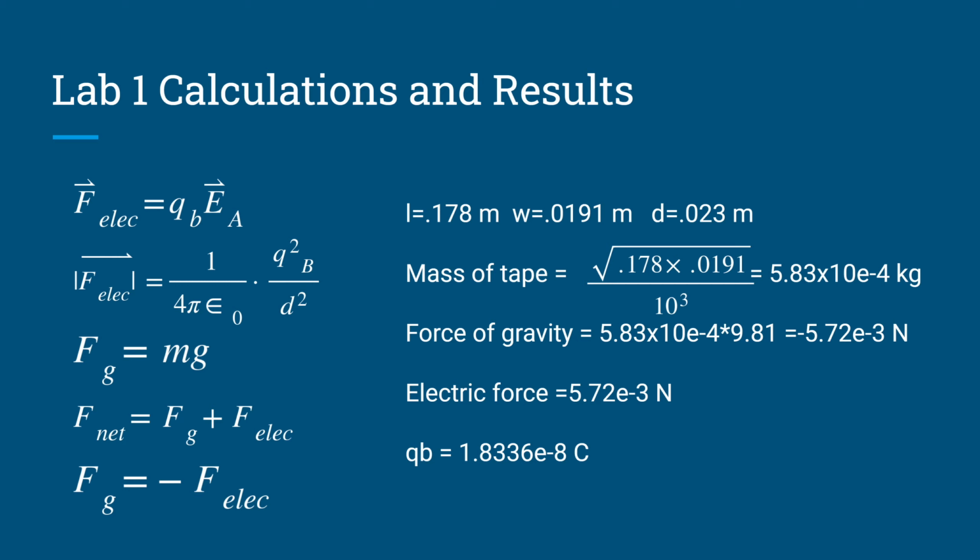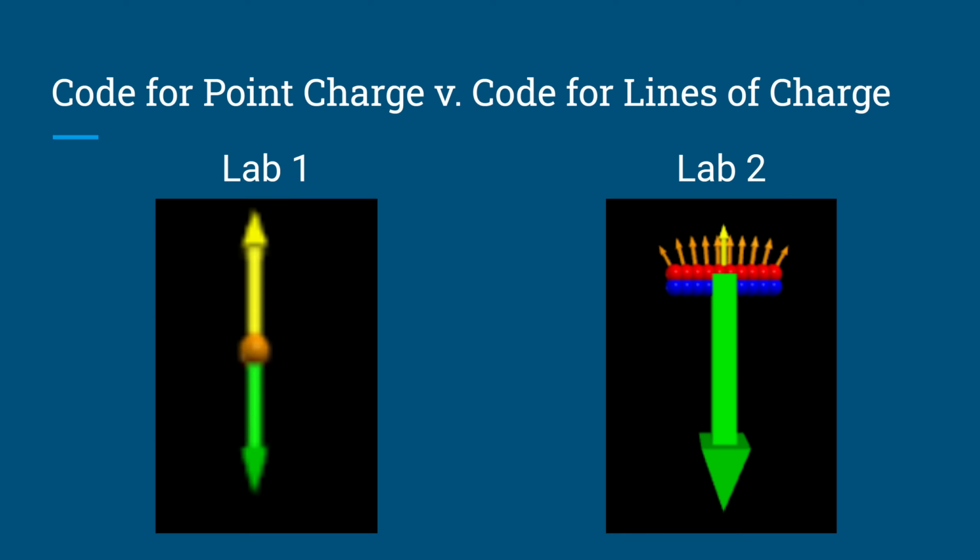Let's now compare the GlowScript models for a point charge and a line of charge when using the previously stated result. As we can see, the charge we found using Coulomb's law works fine for the point charge model from Lab 1, but not the line charge model from Lab 2. The charge is not large enough to counter the gravitational force in the line charge model. So we need to estimate another charge for this model to cancel out the force of gravity.